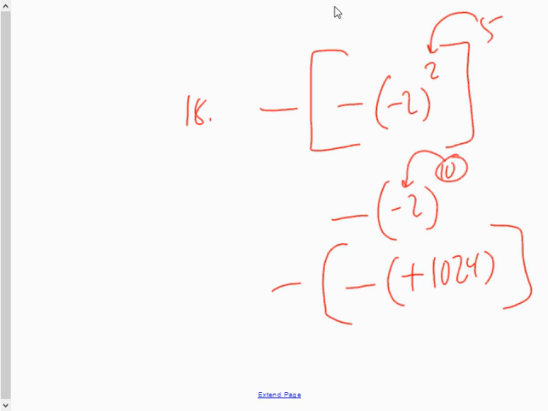That's what it would look like next. The opposite of that would be negative 1024. And now we apply this one. The opposite of that is simply 1024. So when you do all the rigmaroles with all those opposites, you end up getting a positive 1024.